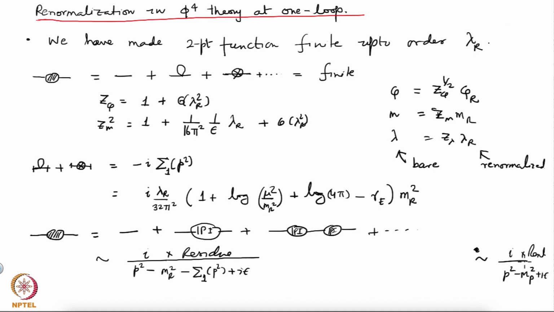Okay, so I'm just saying that when p square is equal to m_p square, the denominator vanishes. So that is why I'm going to take this denominator and put it equal to 0, and the value of p square for which that happens is the physical mass. Okay, so what is the physical mass in this theory? With these choice of parameters, it is given by the condition p square minus m square minus sigma 1 of p square is equal to 0.